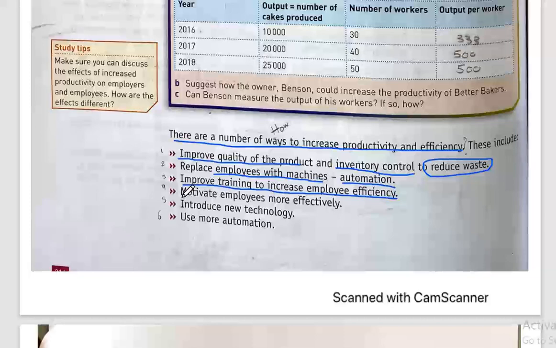Number four, I want to keep the employees. I don't want to do automation. I can motivate the employees more to work effectively. I can motivate them financially or non-financially, and also introduce new technology other than automation, like new, up-to-date machines, and also use more automation. And basically, number two and number six lead to each other.